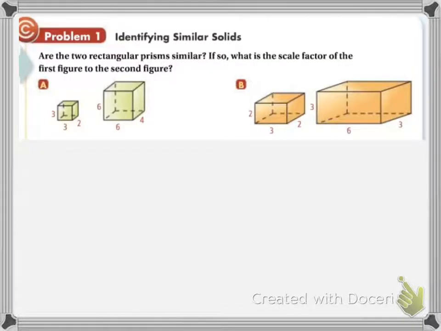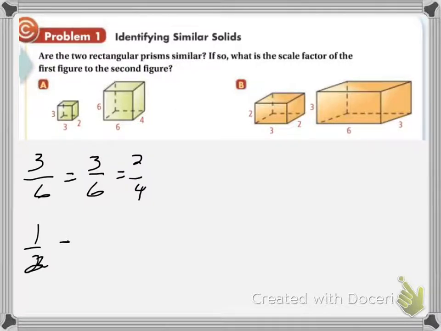Okay, if we look at problem 1, are the two rectangle prisms similar? If so, what is the scale factor of the first figure to the second figure? So if we're looking at A, you want to do each side and make sure it all equals each other. So 3 over 6, does that equal 3 over 6? Of course, it's 1/2. And does that equal 2 over 4? Of course, those all would reduce to 1/2. So those are equal, those are similar.